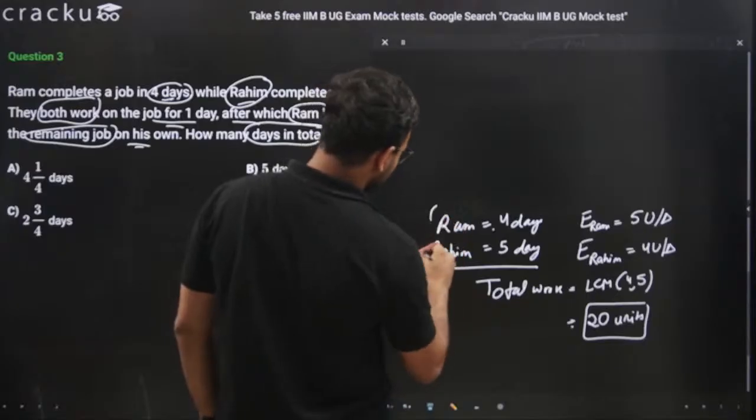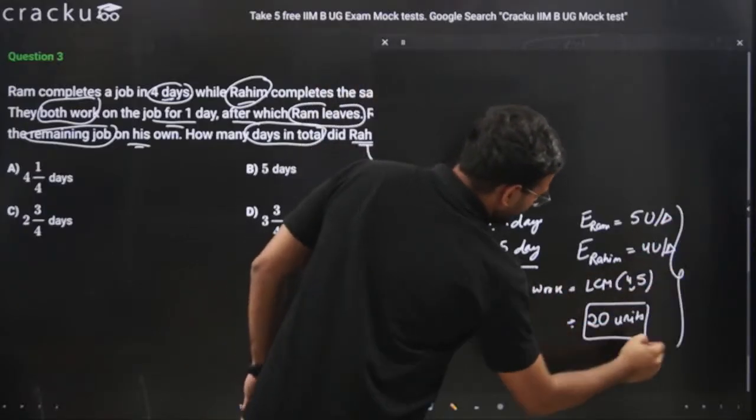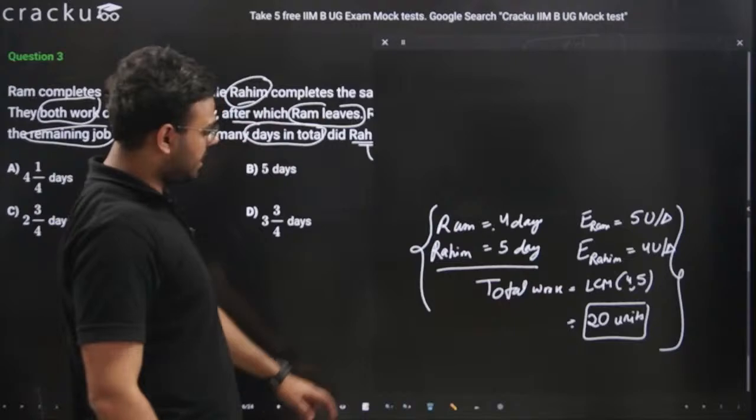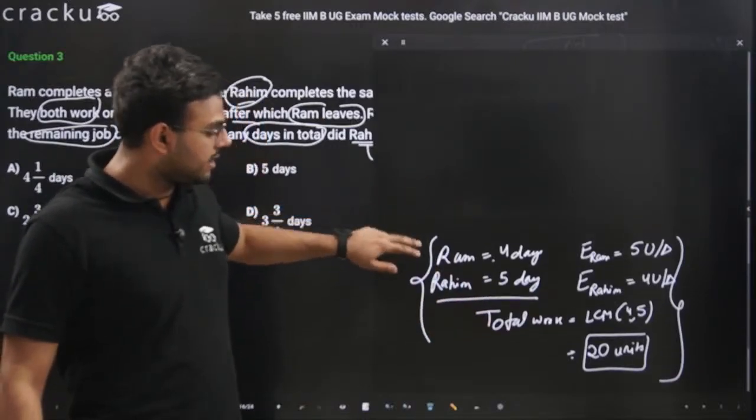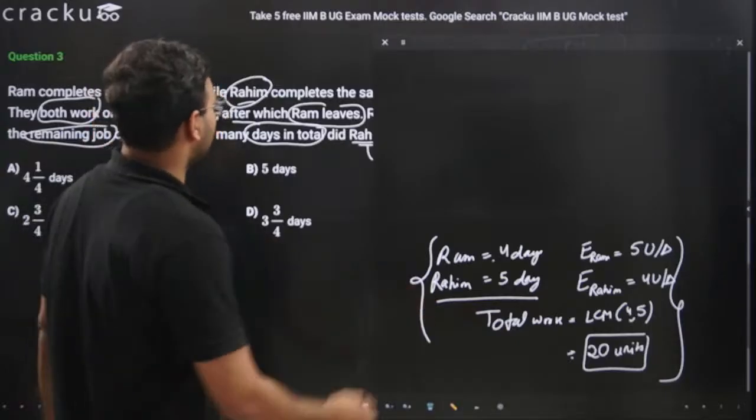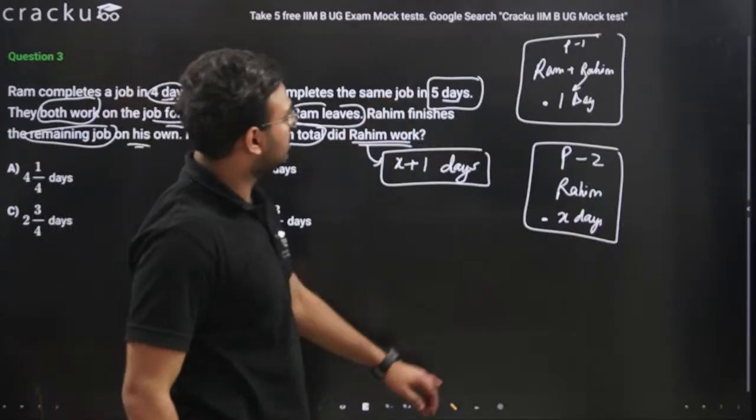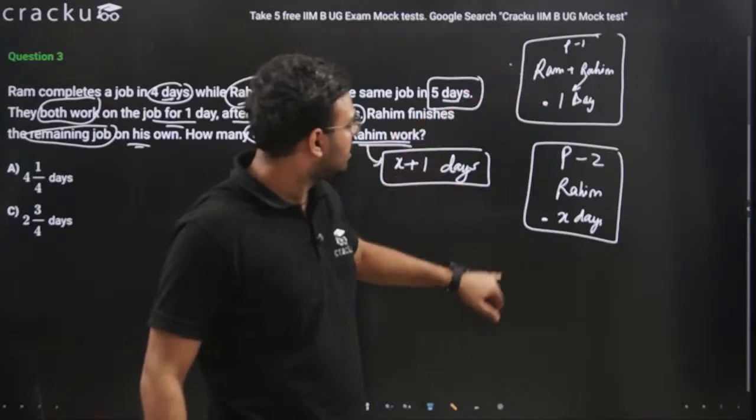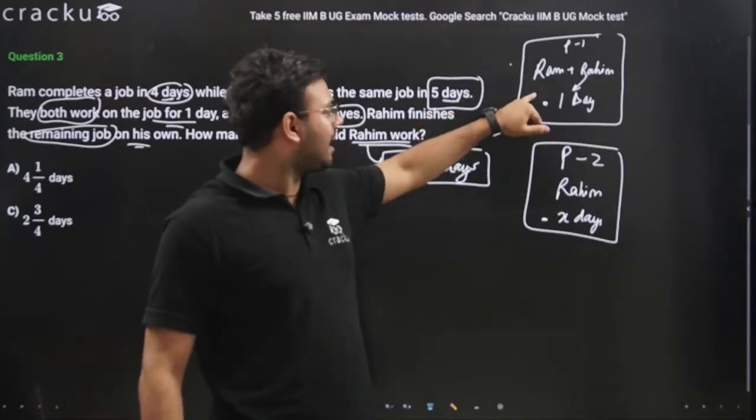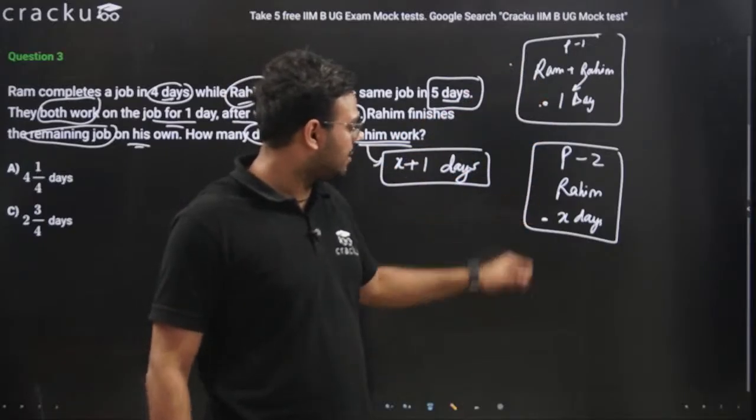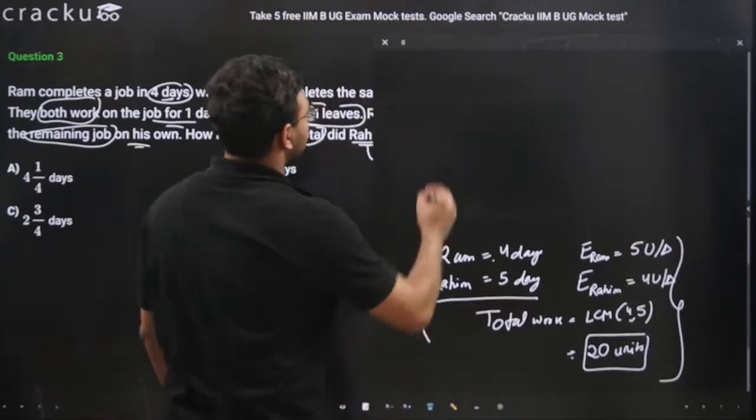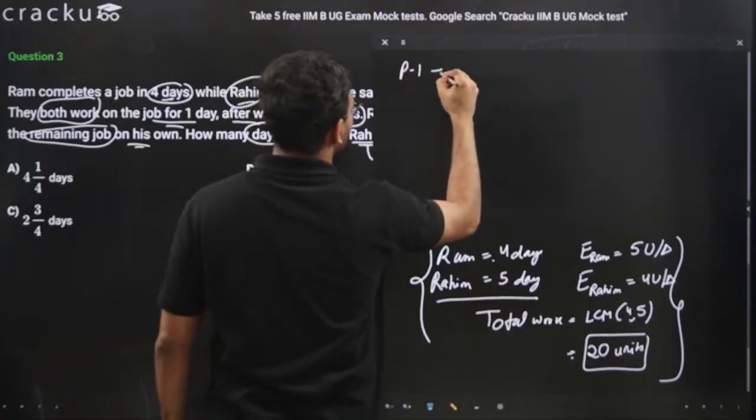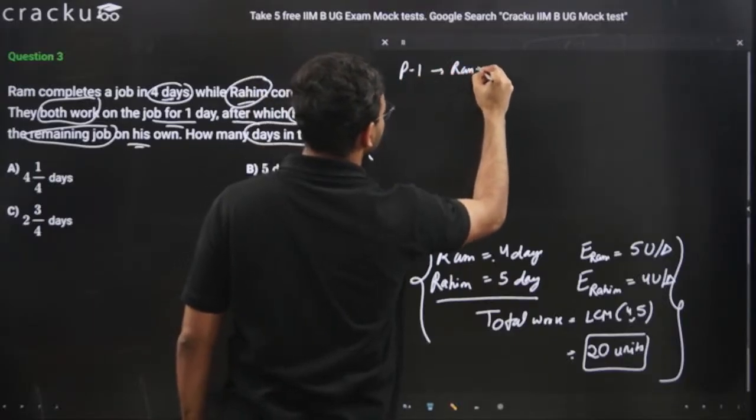Okay, so this is Ram and Rahim. Ram is working at 5 units per day and Rahim at an efficiency of 4 units per day, and the total work which needs to be done is 20 units. As discussed earlier, they are doing the work in 2 phases. Initially in phase 1, Ram and Rahim are working for 1 day, and in phase 2, only Rahim is working for X days.